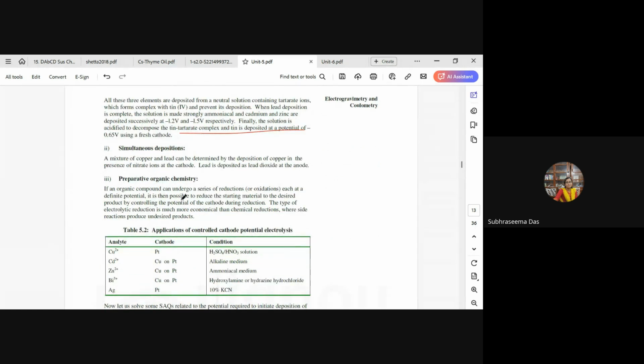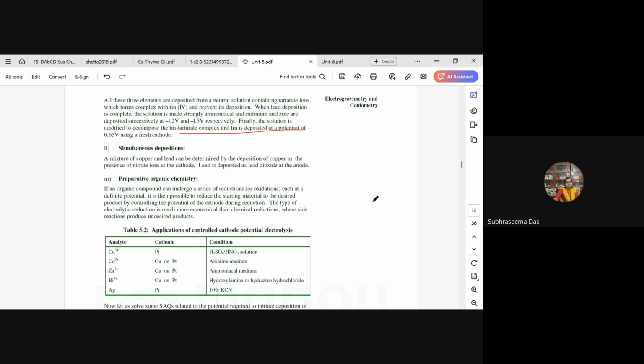Then there is also the possibility of simultaneous deposition. A mixture of copper and lead can be determined by the deposition of copper in the presence of nitrate, because here the lead can be deposited as lead dioxide. Hence simultaneous deposition of metals is also possible.